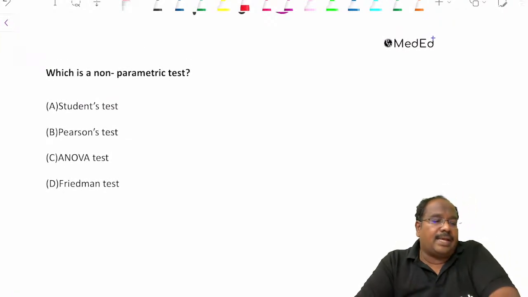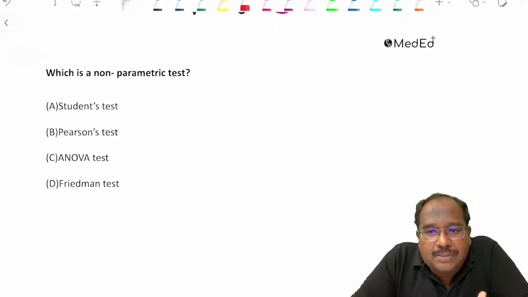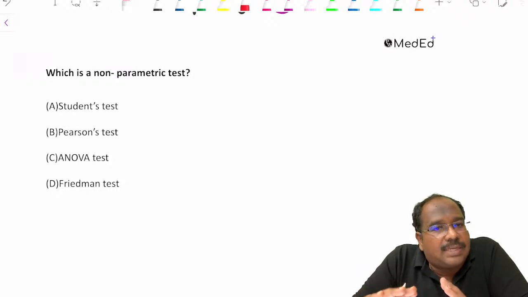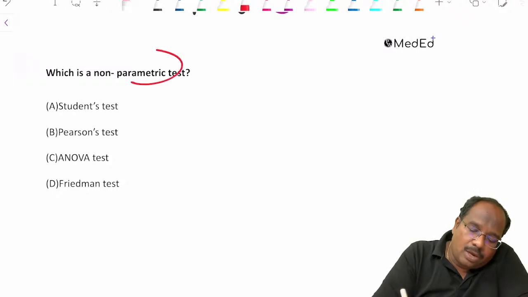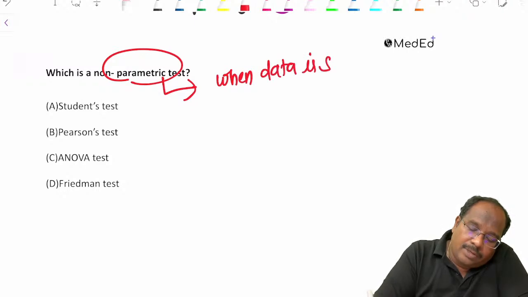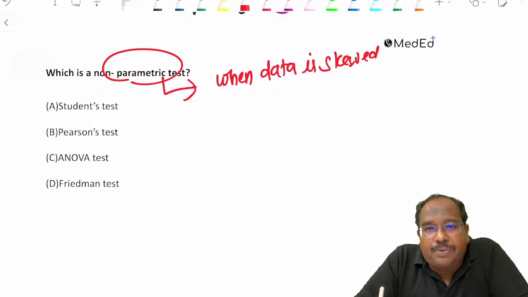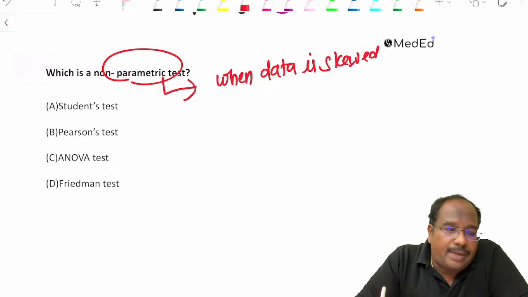Next question. Okay, this is again a question in the past, PYQ only. So what is a non-parametric test? Okay, we have certain tests of significance. So what is this non-parametric test? We use a non-parametric test when data is skewed. So whenever the data is not normally distributed, we should use this non-parametric test.